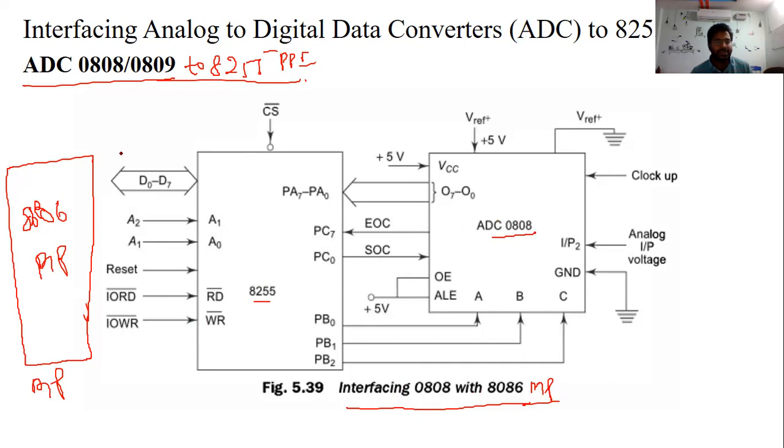Okay. So in the examination you must draw this one. Simply you just draw like this: the 8086 microprocessor, just connect in this line. So on the microprocessor side, you can connect this 8255 PPI. You know that very well.